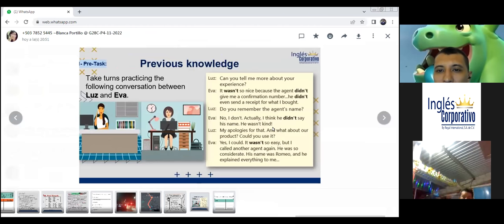Yes, the affirmative. Didn't would be: because the game didn't give me a confirmation number. He didn't even send a receipt for what I bought. And the third is: I think he didn't say his name.